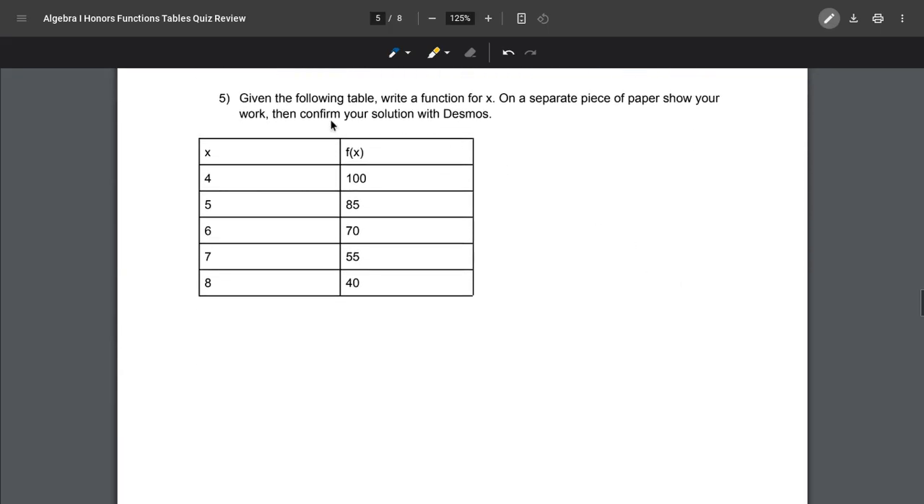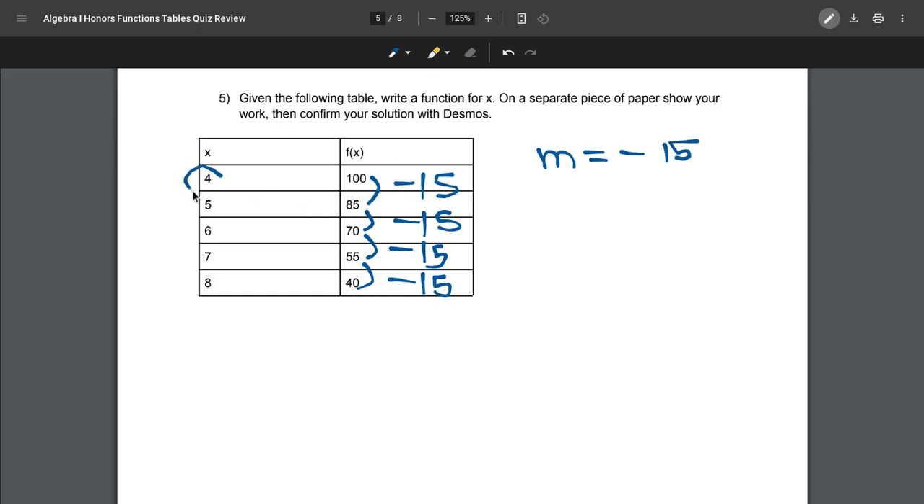All right, in this one we have another table. We want to write a function. If I look here, I'm subtracting 15 for this one. So let's check the next one. Subtract 15. Okay, it's looking linear. Yep. Each time I am subtracting 15. So my slope is going to be negative 15. That means each time we get less on x, we add 15.